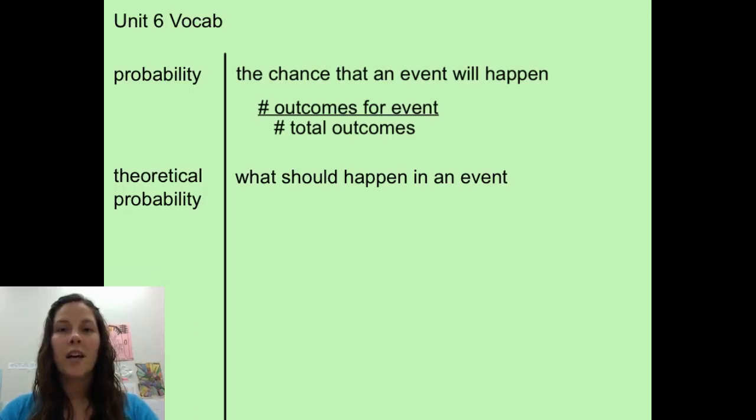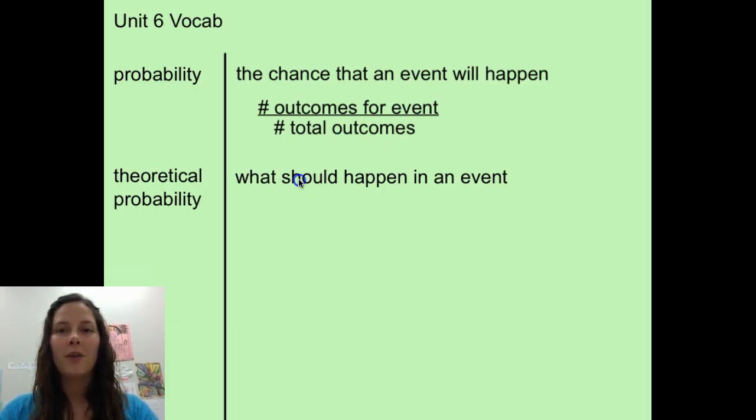Next, we're going to take a look at probability. So we will use some of our counting principles in order to determine probability. You're most likely familiar with theoretical probability, and that's what should happen in an event. So for example, theoretically, when you flip a coin, 1 out of 2 times that you flip, you will get a heads. But we all know in reality, if we flip a coin 10 times, we might only get heads 4 times, or we might get heads 7 times.